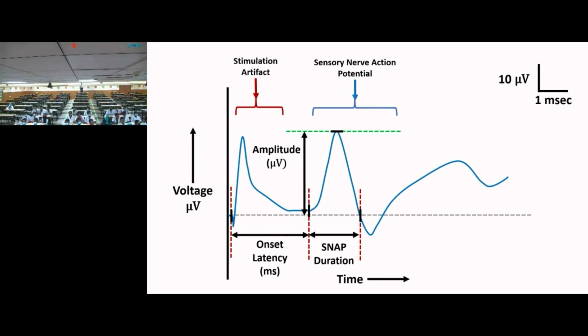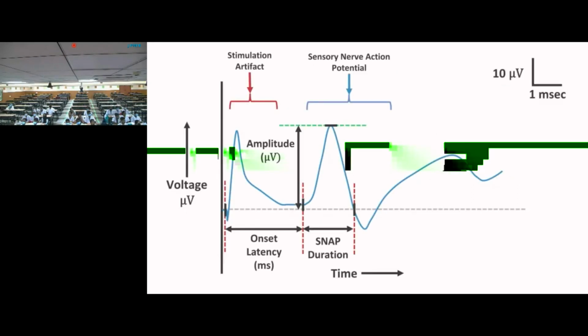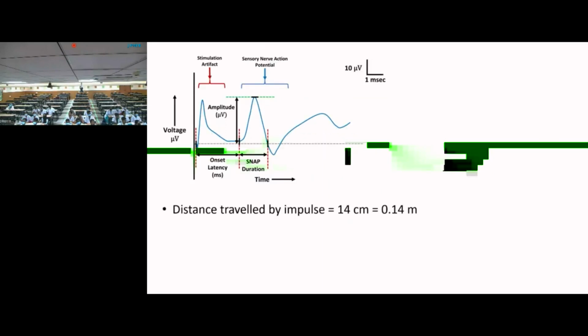Calculating the nerve conduction velocity, we need this onset latency. Okay? So from the point of stimulus to the point where we have got the action potential. So concentrate on the onset latency. As we know from before, the distance we calculated from the stimulation point to the active electrode was 14 centimeter. Okay? And now we know the onset latency also. The onset latency will be given by the PC itself.